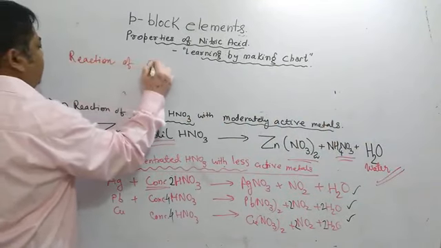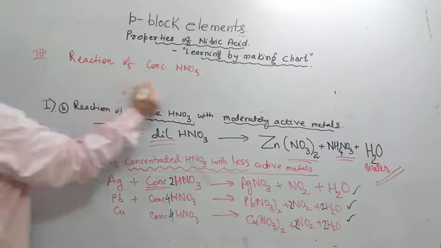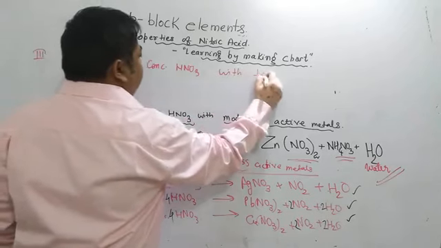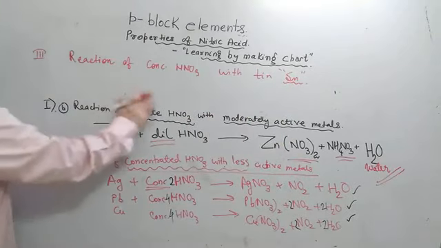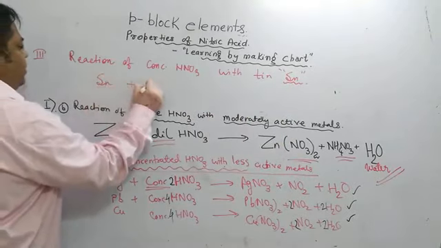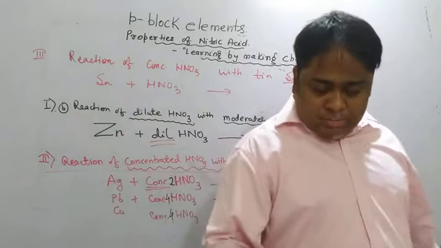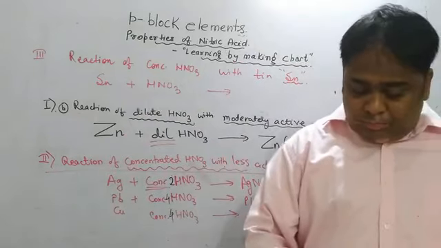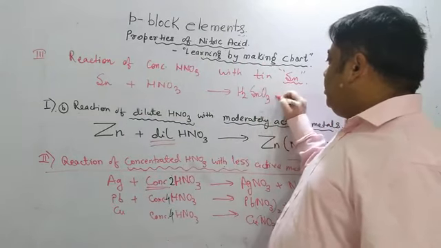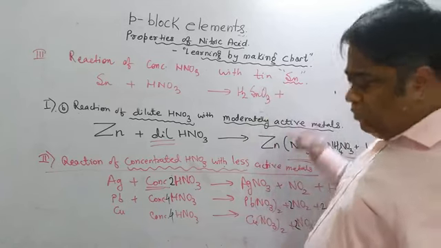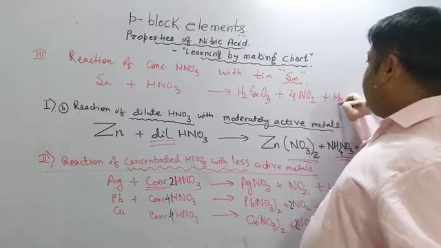Reaction of concentrated HNO3 with tin. This gives a different reaction. Okay, this is out of trend, not obvious. So tin plus HNO3 gives a metastannic acid, H2SnO3, plus 4NO2 plus H2. This we have to remember.